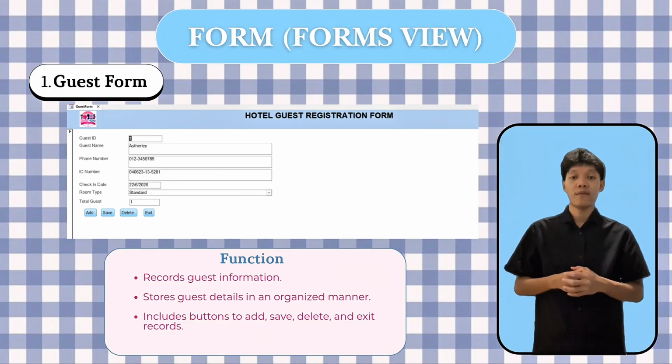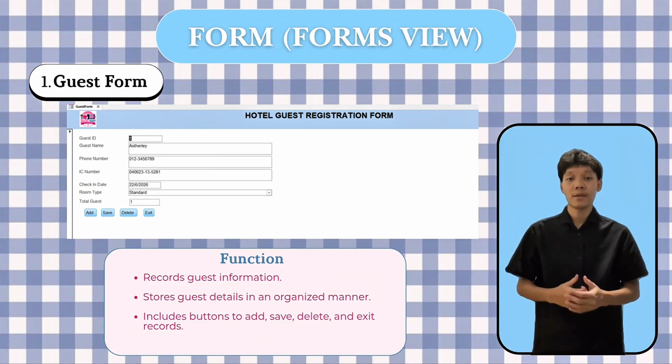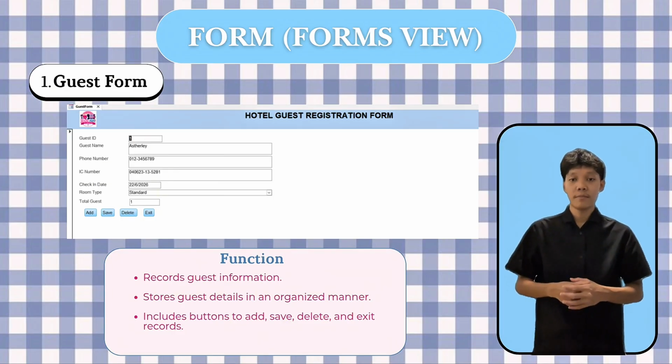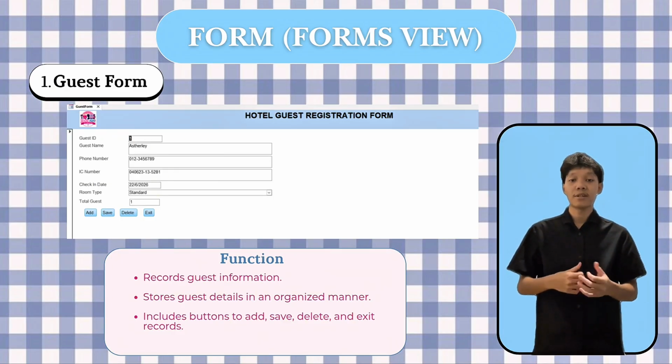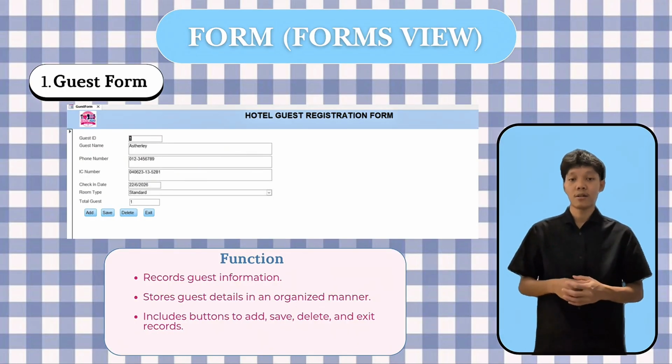Next, I will explain the form section, which provides a user-friendly interface that allows users to enter, edit, and manage data more easily. Compared to working directly with tables, forms make the system more organized, efficient, and easier to use. The first form is the guest form. It is used to record and manage guest information, such as guest ID, guest name, phone number, IC number, check-in date, room type, and total guest. It also includes buttons such as Add, Save, Delete, and Exit to help users manage guest records more efficiently.